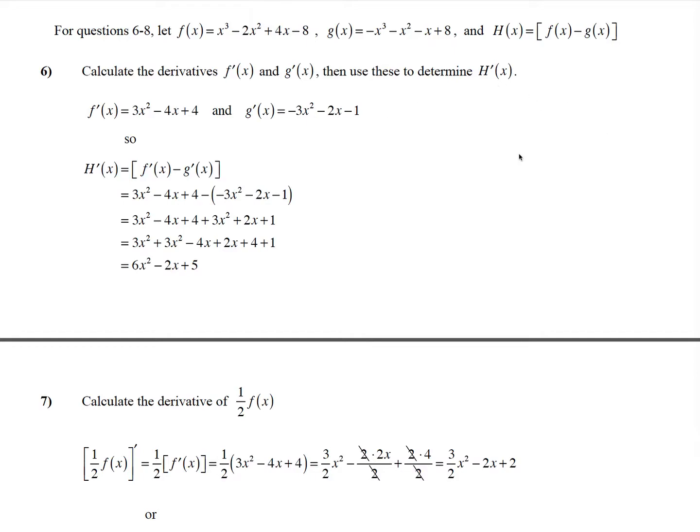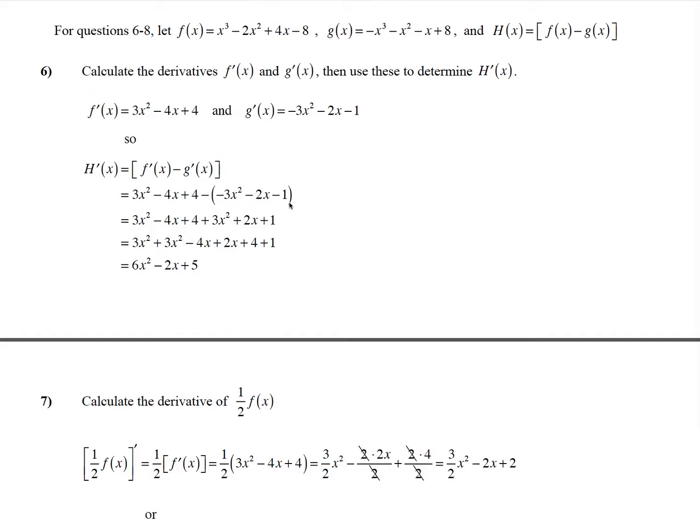It's 0. So h prime of x, capital H prime of x, is the difference between these two. Here's the first derivative right here. Then we subtract the second derivative, and this is where mistakes are often made. Remember that you're subtracting the entire derivative function, all three terms.